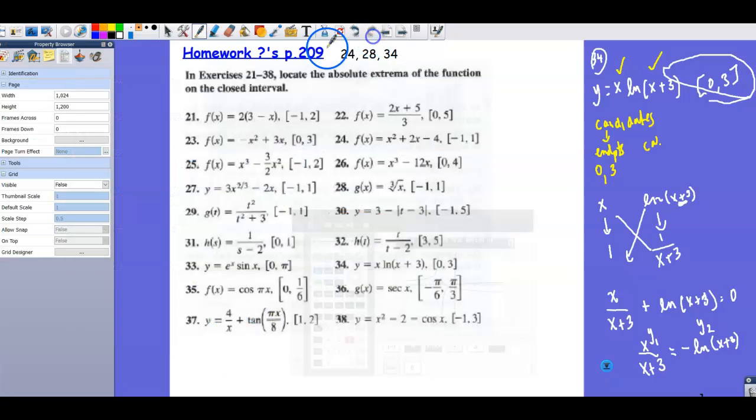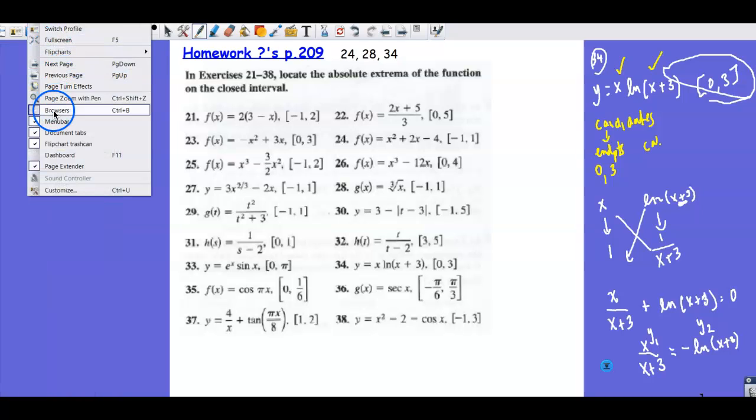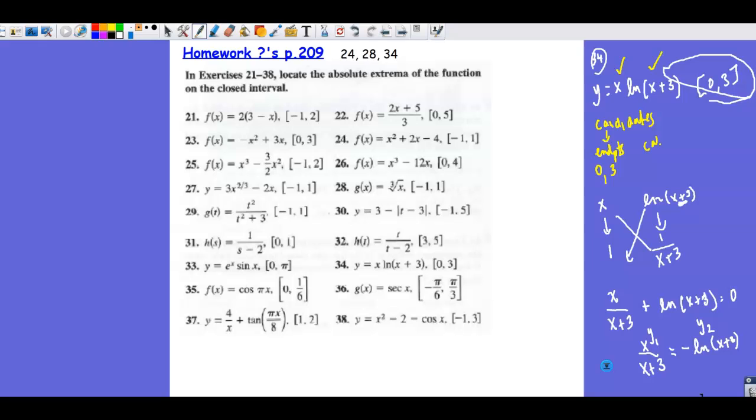All right, so I'm going to put that away. All right, so I don't get any more candidates as a result of that, so I'm going to go to my candidates test over here on the left-hand side. I have my endpoints of 0 and 3. Those are my only candidates, and my function's name is y.